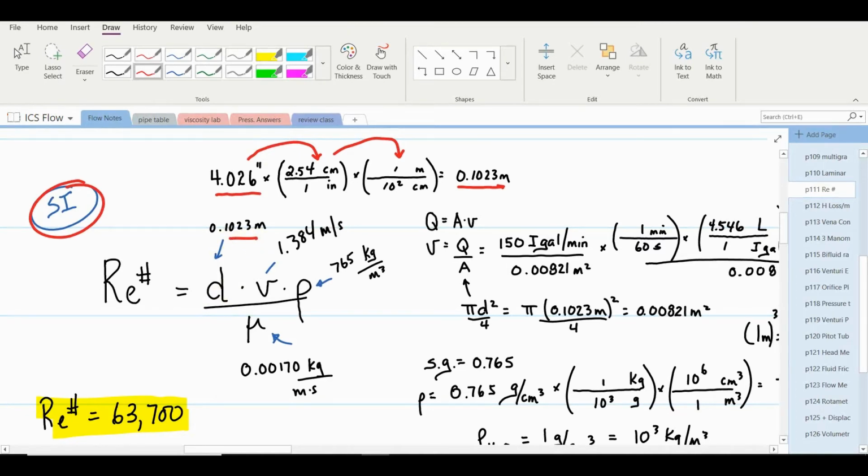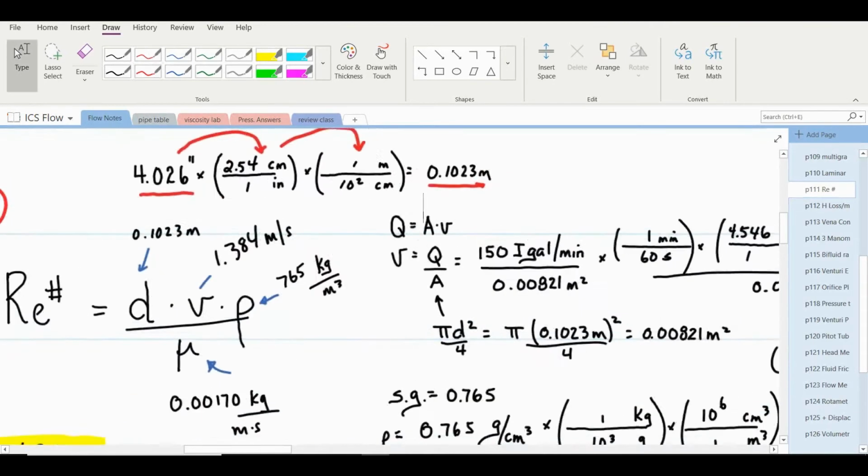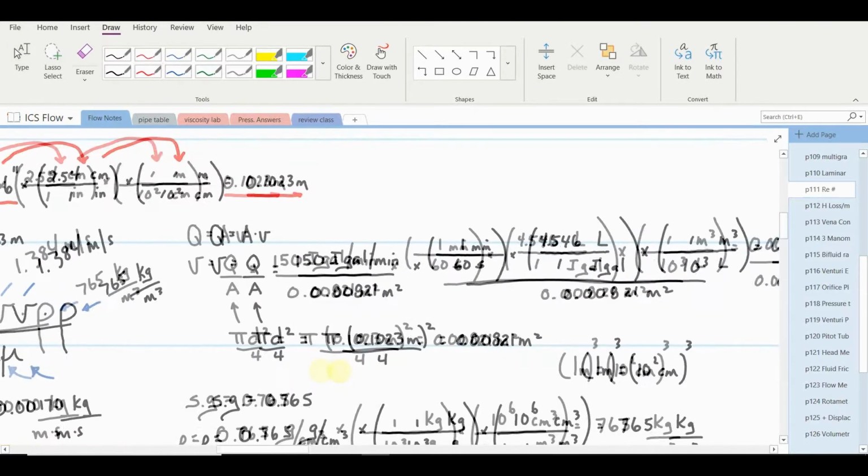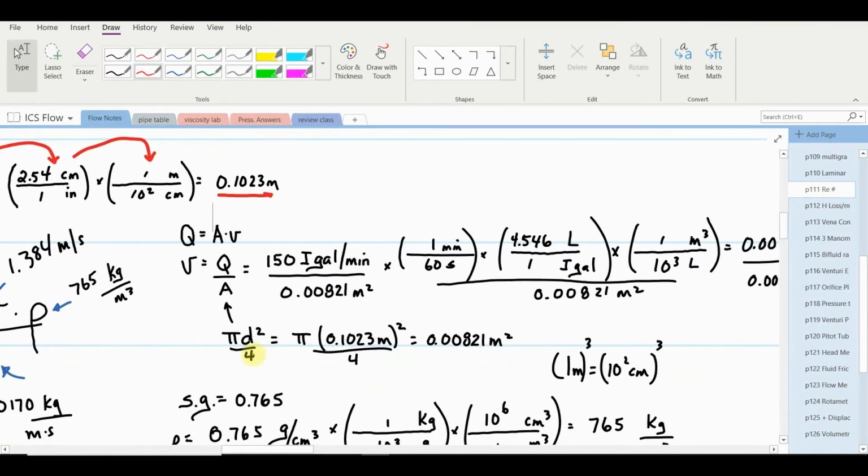For the velocity, we're going to use the formula Q equals A times V, and rearranging gives V is Q over A. Now the area we'll get from pi d squared over 4. We just said that the diameter is 0.1023 meters. We'll square that times pi over 4 is 0.00821 square meters. That's our area.